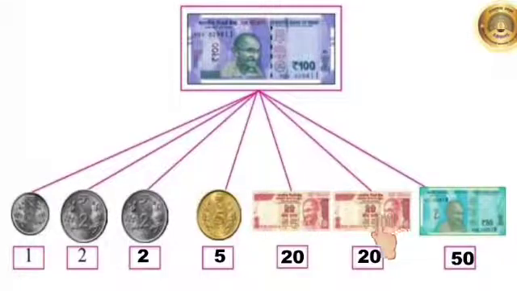50, 70, 90, 95 plus 5 more. That becomes 100 rupees. The change we get after exchanging the bigger value note with the smaller value note is called change.